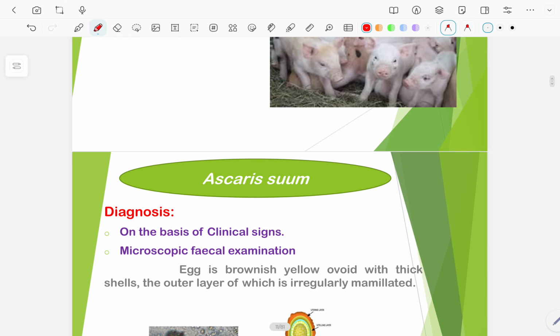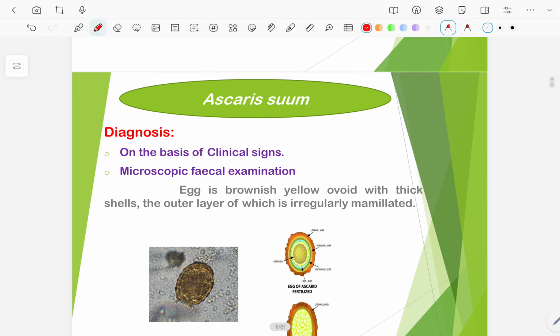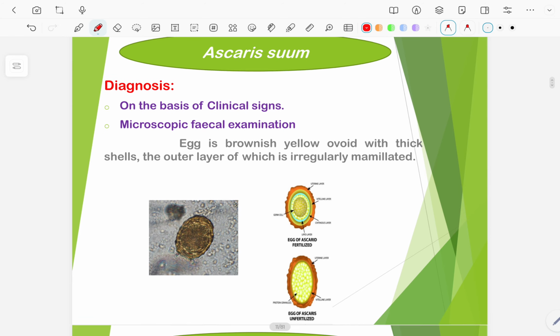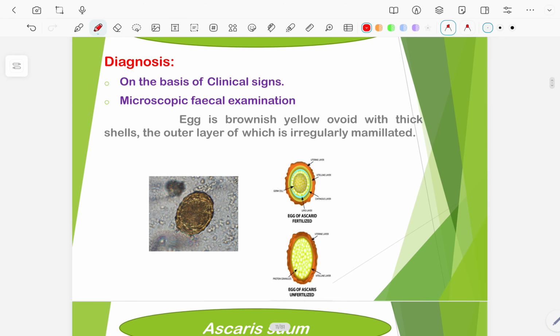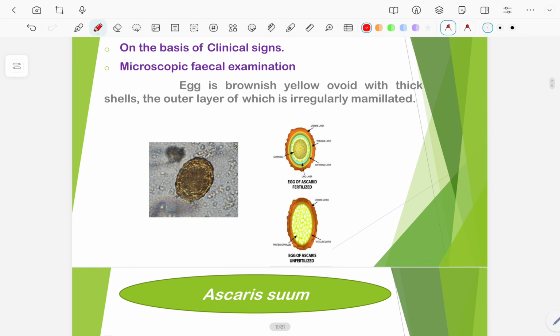Ascaris suum diagnosis: on the basis of clinical signs and microscopic fecal examination. The egg is brownish yellow, ovoid, with a thick shell, the outer layer of which is irregularly mammillated.